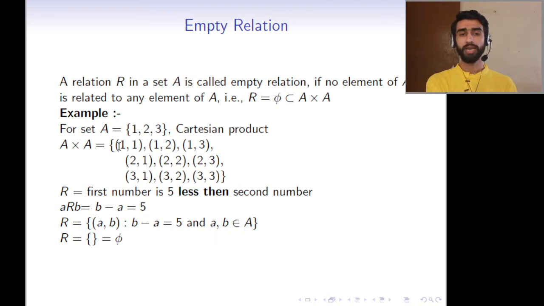Now can you give me any pair out of this Cartesian product for which the relation between the two elements is 5? Let's check. (1,1), the difference is not 5. (1,2), the difference is not 5. (1,3), 3 minus 1 is not equal to 5. (2,1), 2 minus 1 is not equal to 5. 2 minus 2 is not equal to 5. 3 minus 2 is not equal to 5, 1 minus 3 is not equal to 5, 2 minus 3 is not equal to 5, and 3 minus 3 is not equal to 5. You can see that out of this Cartesian product there is no single element which can satisfy this relation. That's why I write this relation with empty brackets, that is, an empty relation. That's why this type of relation is called an empty relation.